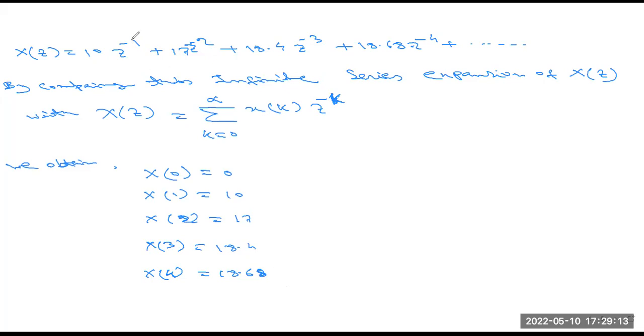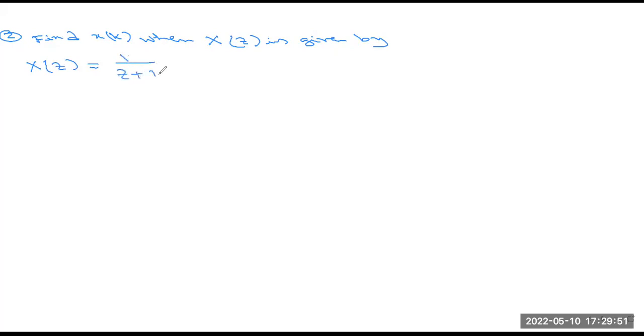Okay, so we go to the next example. You can also be given a question like this: find x[k] when X(z) is given by the function X(z) equals 1 by z plus 1.